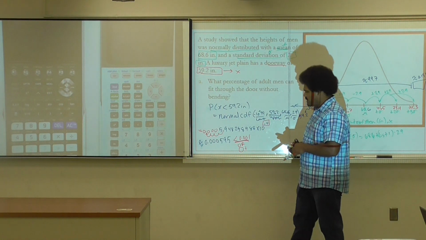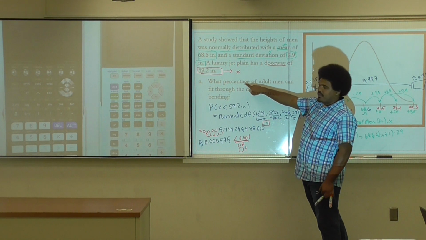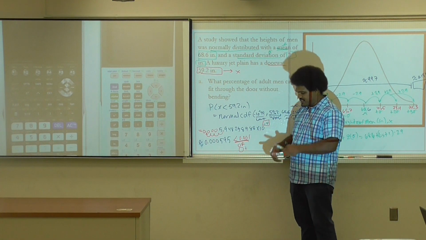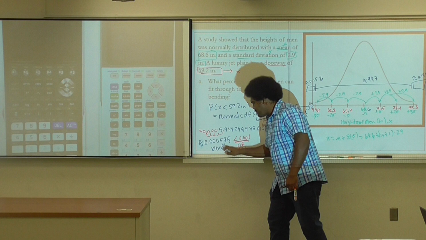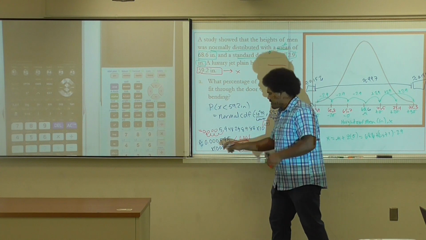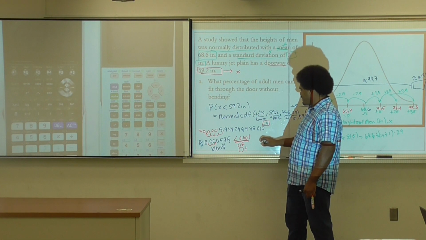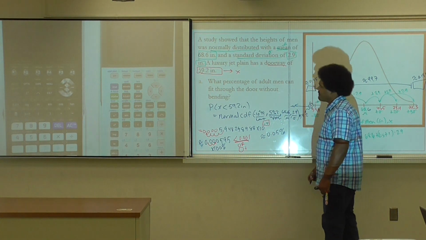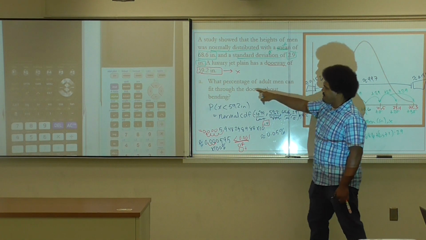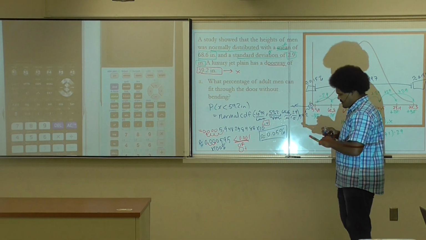So now what I can do is multiply this by 1%. Remember, I don't want the probability, I want the percentage. So I'm just going to multiply times 1%, moving the decimal over 2 to the right. So we conclude that approximately 0.05% of the adult men can fit through that door. That's what we're seeing, approximately.